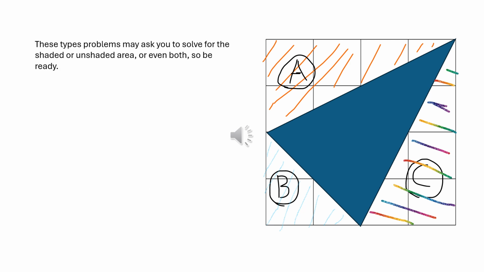And just as a reminder, these questions, from what I'm hearing, can be asked in many ways. They may even have one picture and have several questions attached to it. So they may ask you for the shaded area, or they may ask you for unshaded areas. It's the same process. Don't let it overwhelm you. It's the same process to finding the solution, whether they're asking for shaded or unshaded regions.